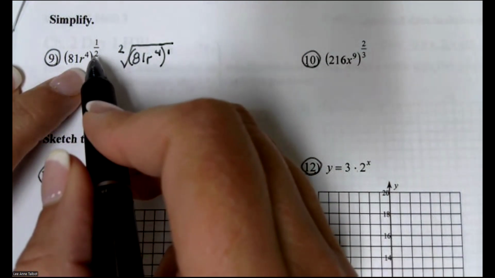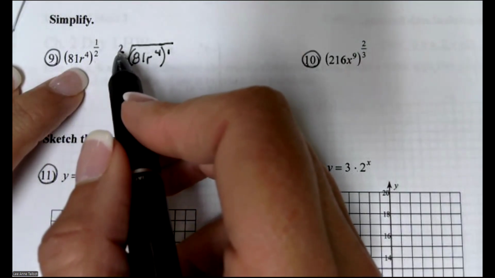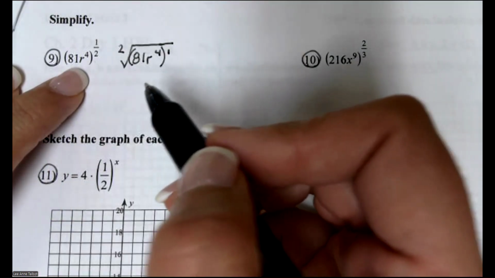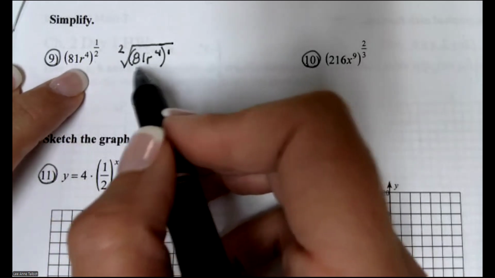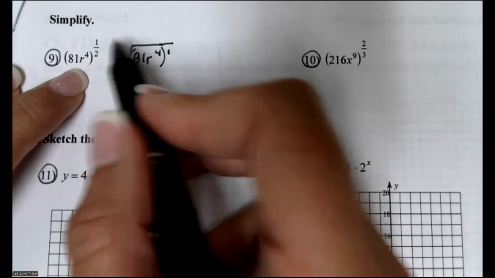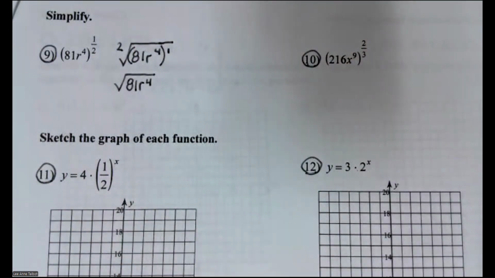Okay, so this is the type of root. I just wrote the 2. Normally we don't write a 2 for a square root, but I wanted to do it so you could see where the 2 went. And then whatever is in parentheses goes in parentheses, and then the numerator is the power on this. So this is the square root of 81r to the fourth, because we don't really write the 2 and we don't really write the 1. Does that make sense?